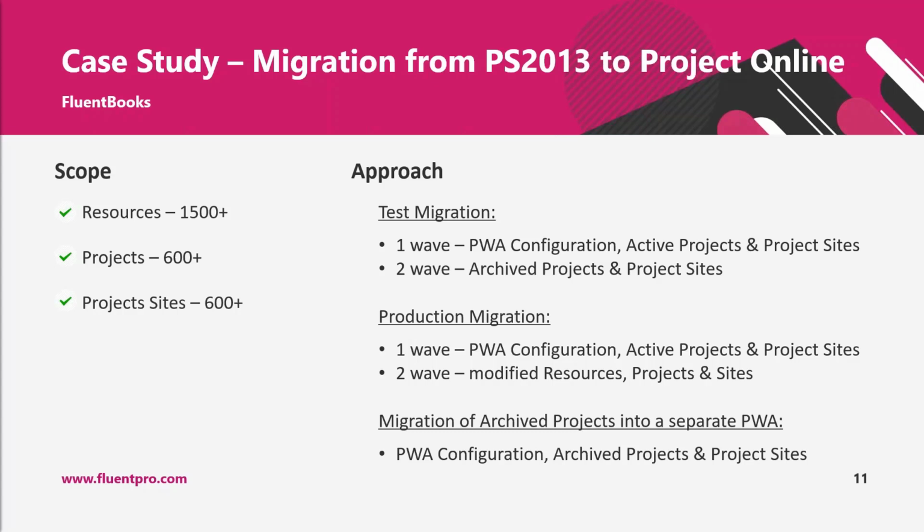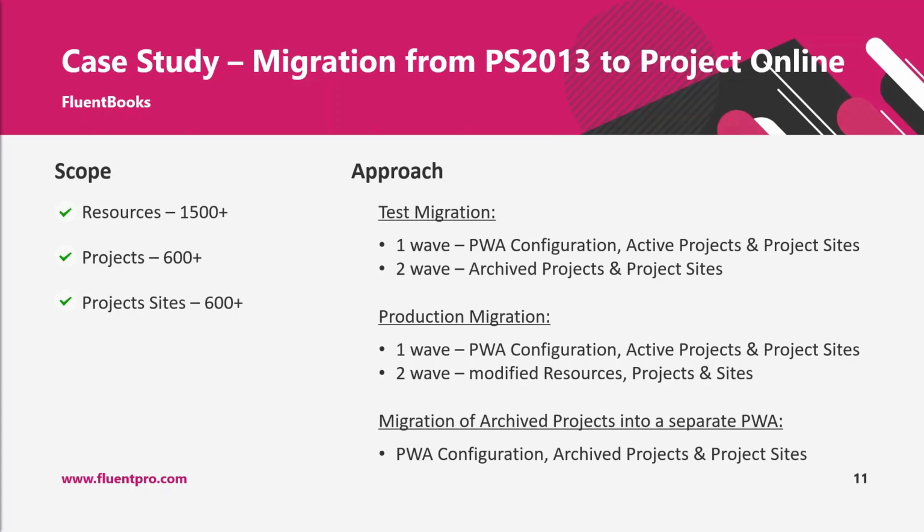After the first wave of production migration was completed, which was done without freezing the source environment, the second wave was much shorter. It took just several days, the end of the week and weekend, when modified resources, projects, and sites were migrated to production PWA. After this wave was completed, users switched to production Project Online PWA and started working with their projects there.